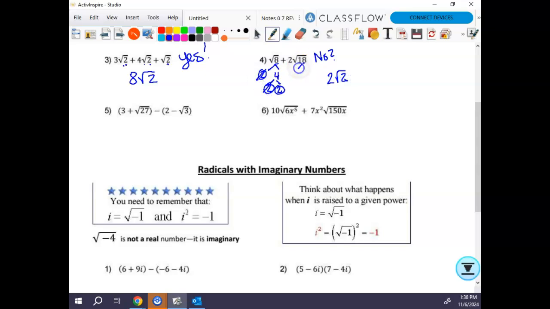And then this 18 will become 2 times 9. And then this would be 3 and 3. So then this is plus. Now, these 2 3's come out as a regular 3, but they also have to be multiplied by this 2, so that gives me 6 square root of 2. So can I combine these? Yes. So this is actually yes. And my final answer is 8 square roots of 2.